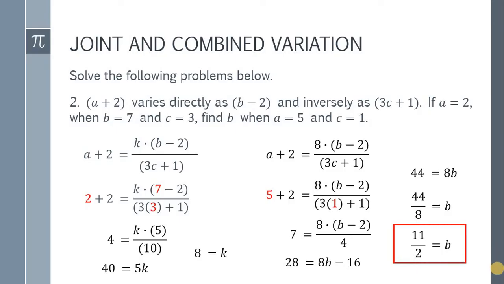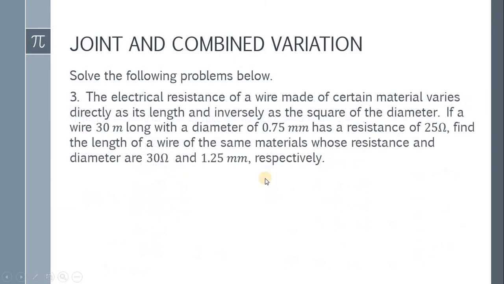Now, let's move on to question number 3. So, medyo mahaba, pero basahin natin yung first sentence. The electrical resistance of a wire made of a certain material varies directly. So, nakakita tayo ng varies directly. Ibig sabihin, meron tayong i-multiply. Ano yung multiply natin? Yung length. Okay? And inversely, mag-divide tayo ng alin? Square of diameter. So, sa first sentence, sinasabi sa atin na gumawa na tayo ng equation.